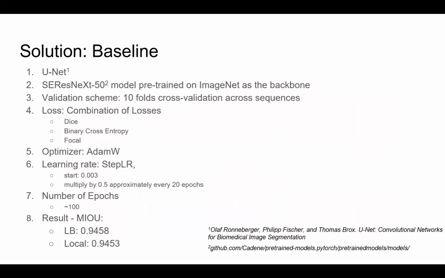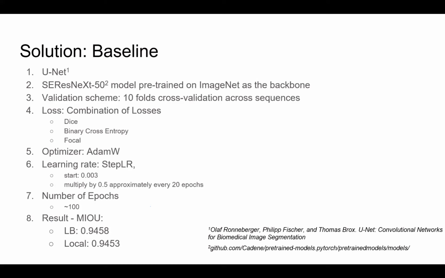For the baseline, we used U-Net architecture and took the SE-ResNeXt50 pre-trained on ImageNet model as its backbone. To evaluate our model, we used a 10-fold cross-validation across video sequence. We set AdamW as the optimizer, and for the loss we took a combination of focal, dice, and binary cross-entropy losses with equal weights. Starting from 0.003, we updated the learning rate by multiplying it by 0.5 every 20 epochs, and trained our network approximately for 100 epochs.